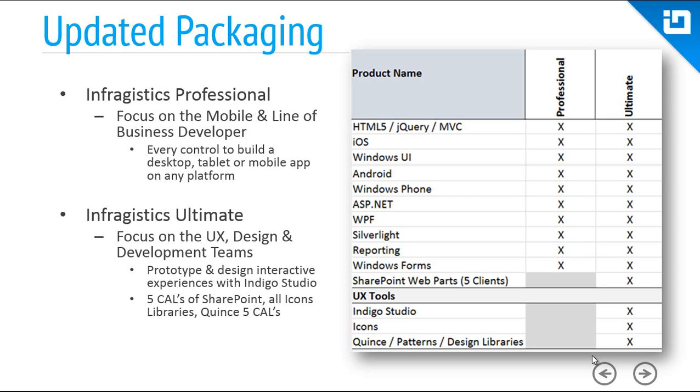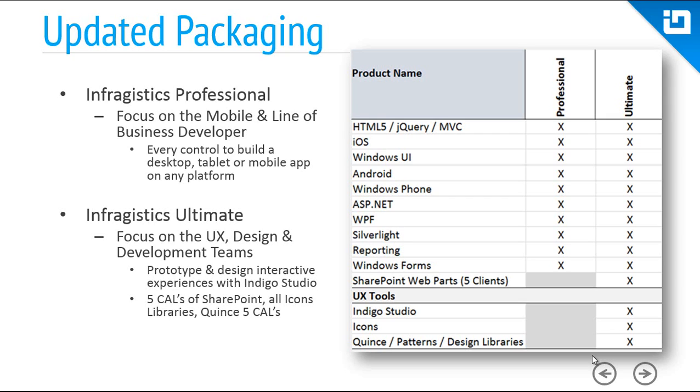So we really look at Infragistics Professional as a focus on the mobile and LOB developer, so you have every control that you need to build a desktop, tablet, or mobile app on any platform. This is your go-to platform if you're going to build any type of app for any type of device for any type of OS.